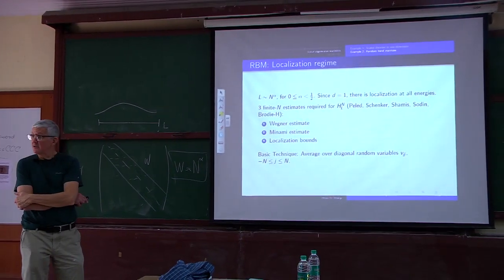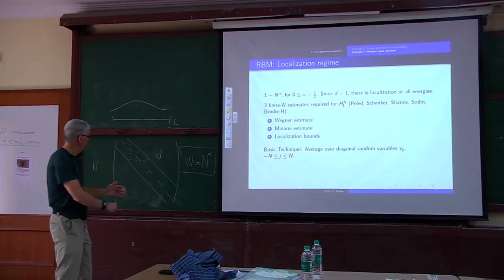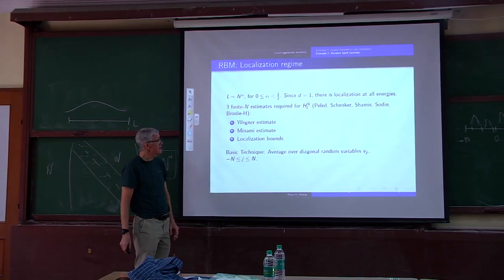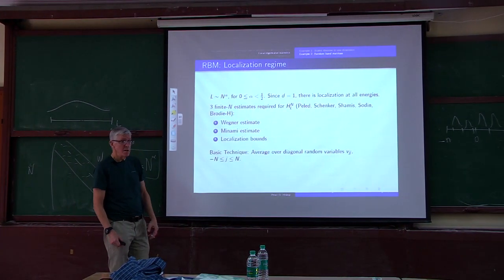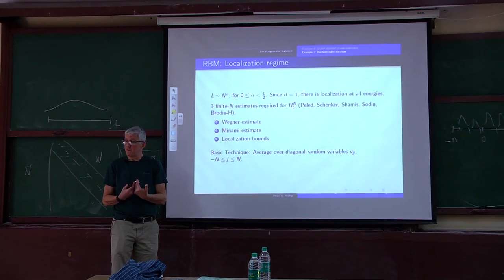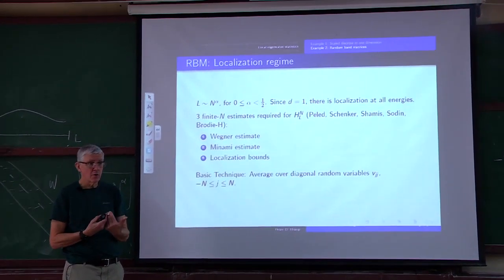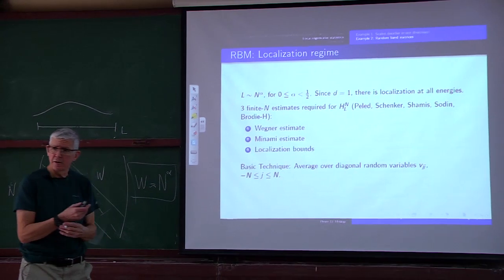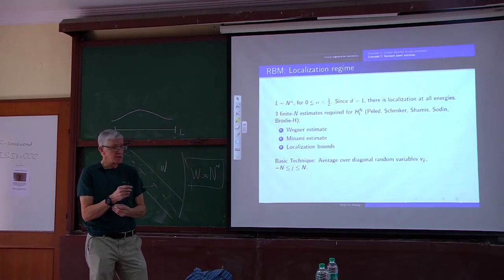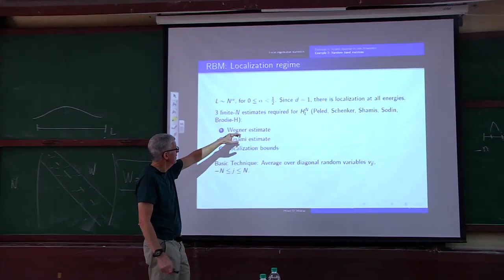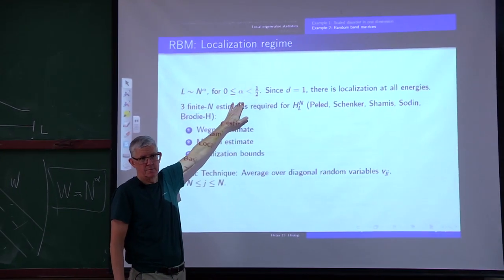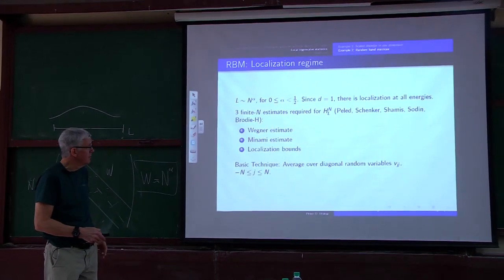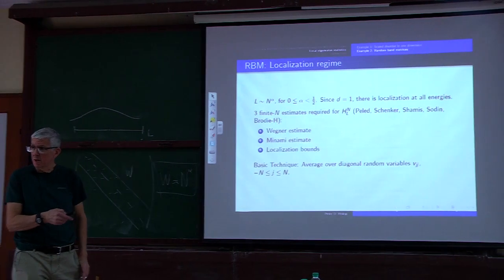On the other side, on the localization side for alpha less than 1/2, so this is basically narrow band, much less is known. There are some estimates for n being finite that involve the correlations of the eigenvalues, the so-called Wegner and Minami estimates that I mentioned a little bit earlier, and also some localization bounds. But to date, the best results are known only for alpha less than 1/7. And in fact, the Poisson statistics are not known. That's one of the open problems when alpha is strictly bigger than 0 and less than 1/7.